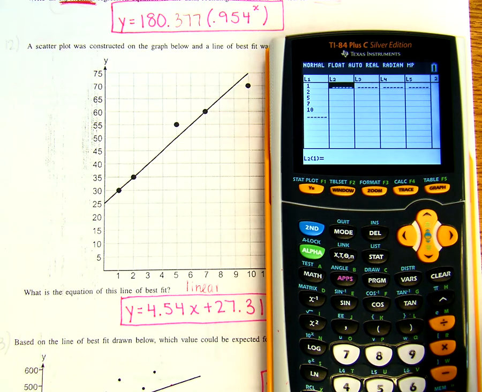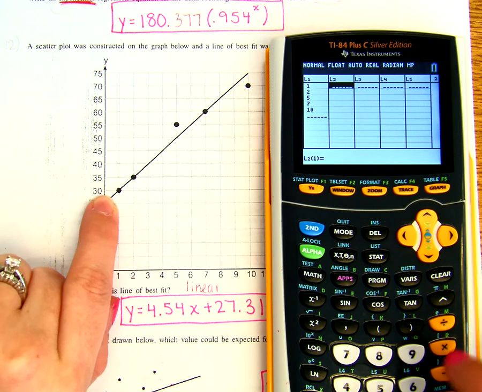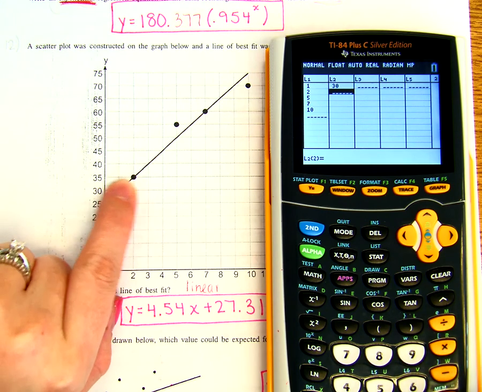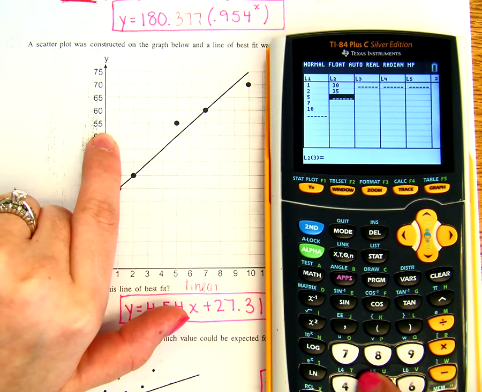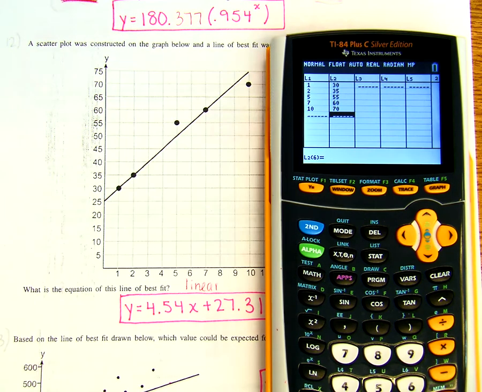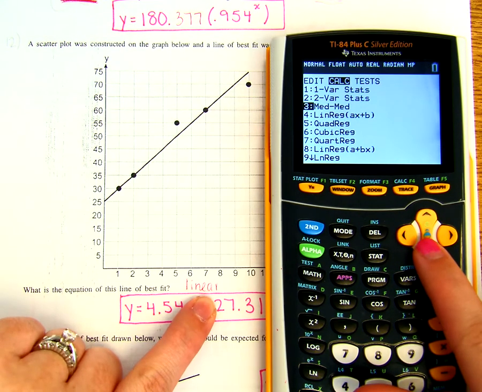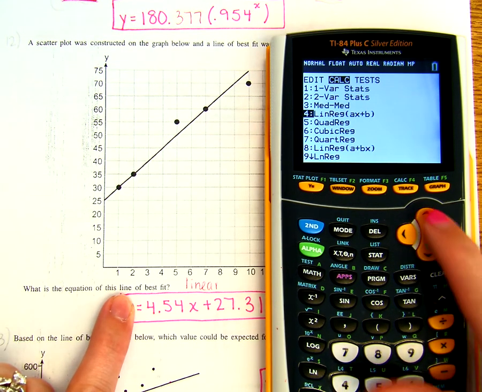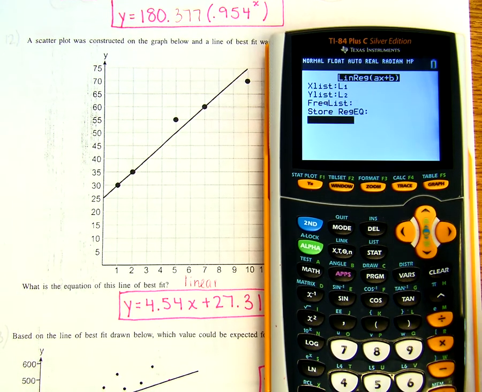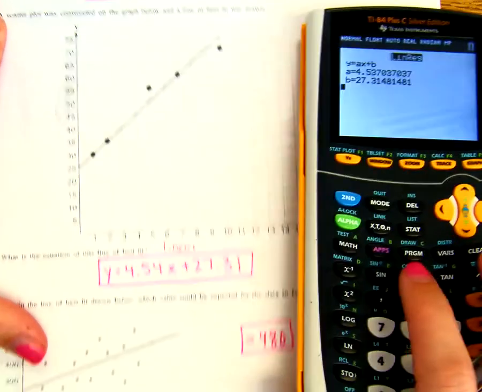Now I'm going to write the Y values for the points in the same order that they were given. So 30, 35, 55, 60, 70. Stat, calc, and again we want a linear regression because it's talking about a line of best fit. So option 4, and then it gives us our function right here.